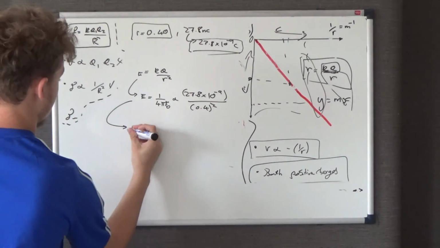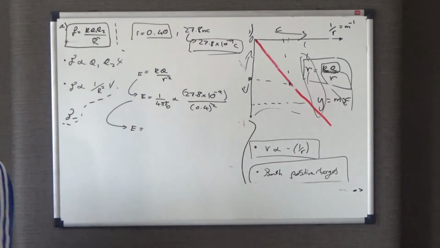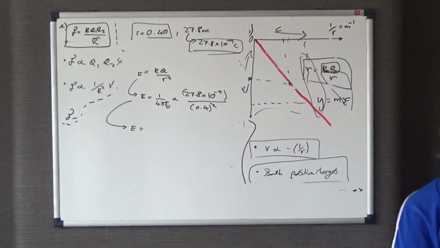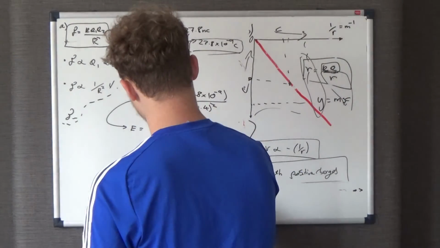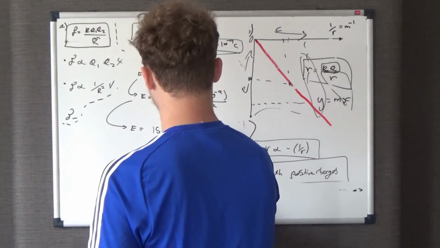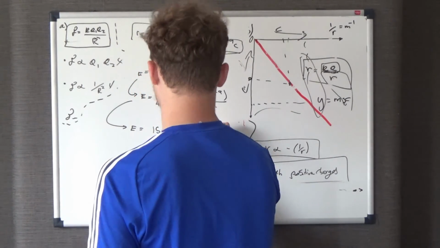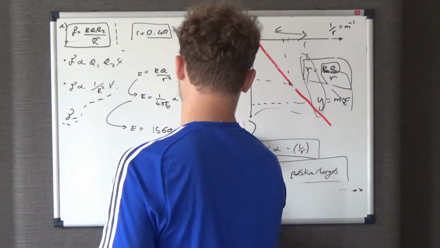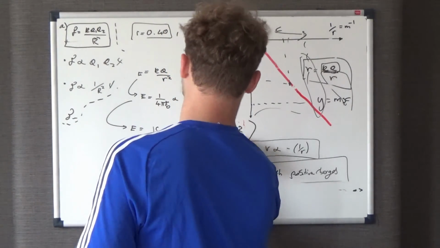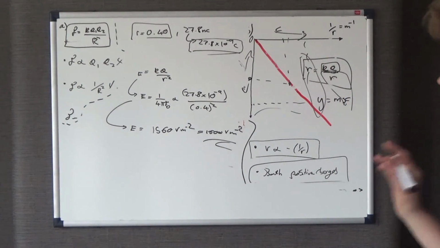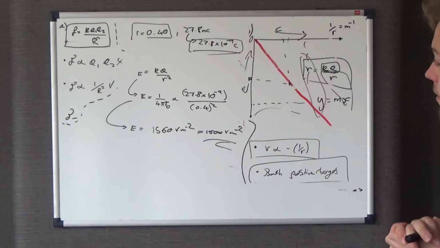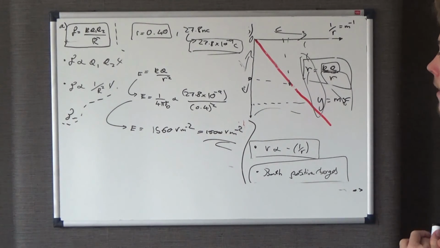Therefore, subbing the numbers into your calculator, you would get an answer for the electric field strength of 1560 volts per meter, or if you rounded it up, you could get 1600 volts per meter. Obviously there are other ways of calculating it as well, that's just one of them, but I think that's quite a simple method. So again, just calculating with field strength equations.